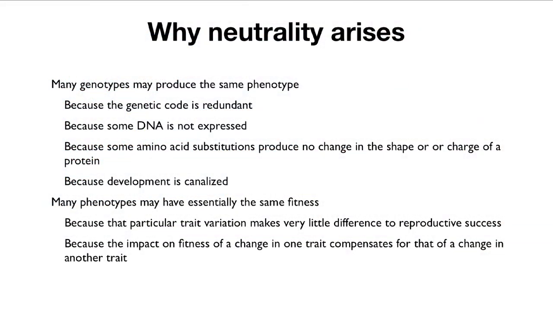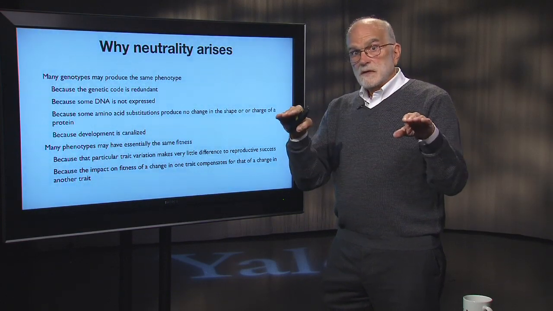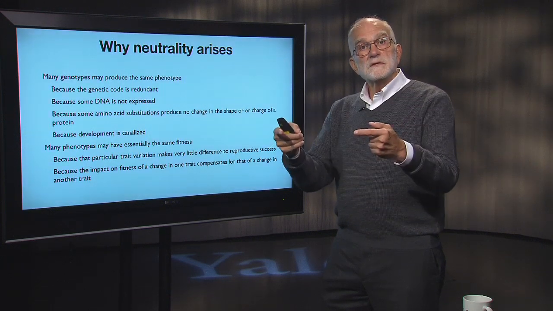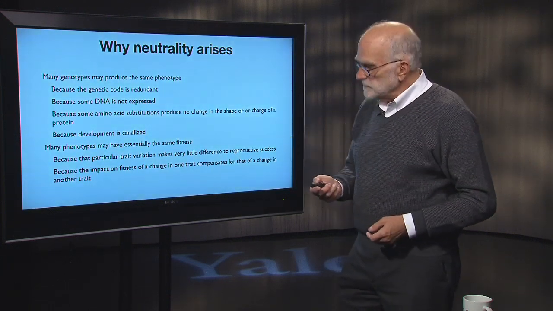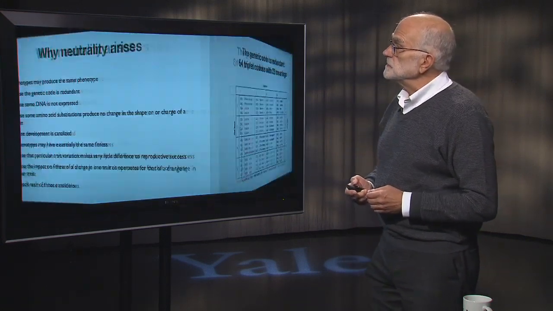And it also happens because the impact on fitness of a change in one trait can compensate for a change in another trait. That means that because fitness is a composite feature, it's not only survival times reproductive success, it's all of the different components of biology that go into making up survival and reproductive success, and they can compensate for each other. And that compensation means that different trait states can actually lead to the same output in terms of reproductive success. So let's take a look in a little more detail at those conditions.